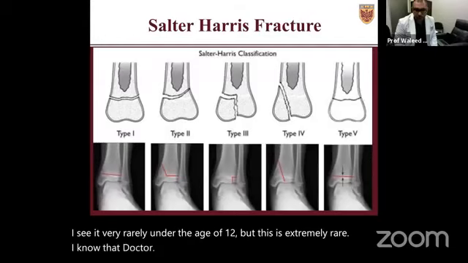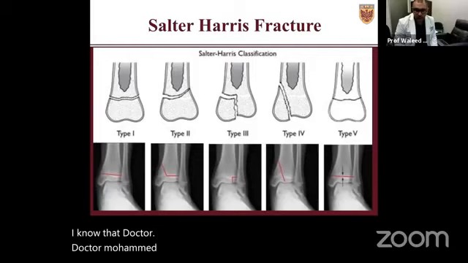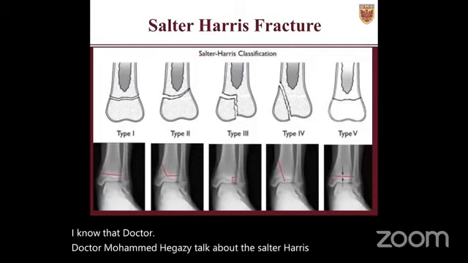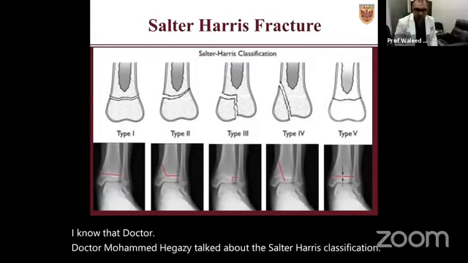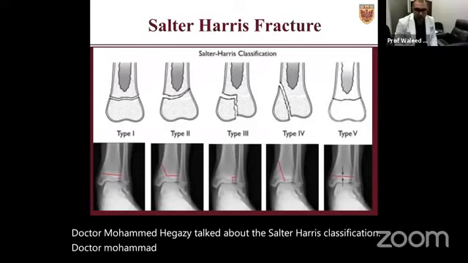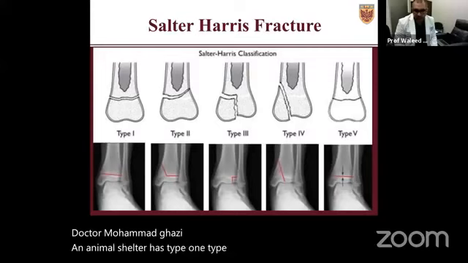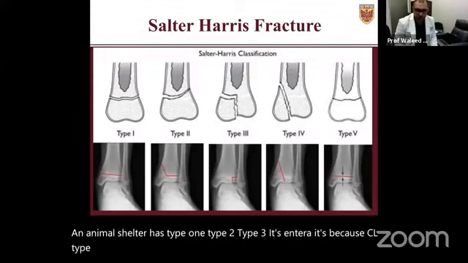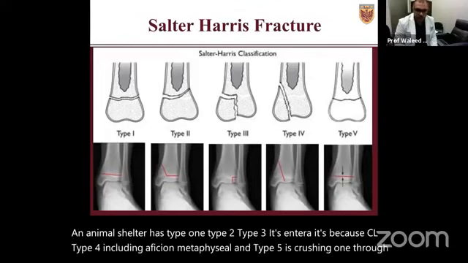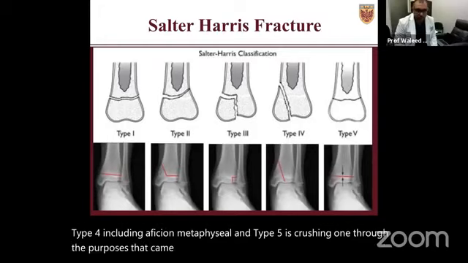Muhammad Hijazi, talk about the Salter-Harris classification. Yeah, Professor Muhammad Osama Hijazi. Dr. Osama Hijazi. Yeah. And you know, Salter-Harris type 1, type 2, type 3 is epiphyseal, type 4 includes epiphyseal and metaphyseal, and type 5 is the crushing one through the epiphysis. That came by Dr. Salter in Toronto. He's just my neighbor here.